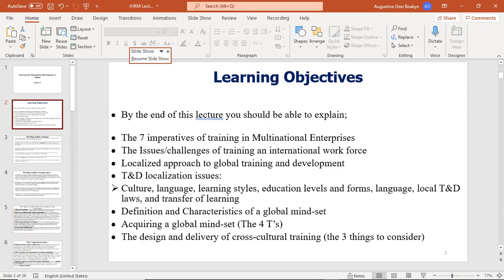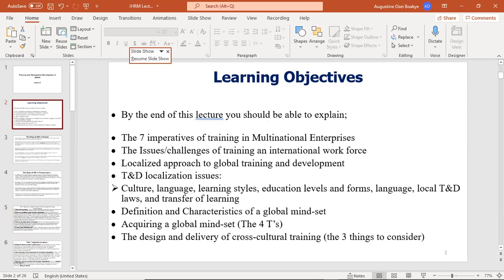By localization here, we are referring to the degree to which the training and development policies and programs available at the headquarters are not dumped on the subsidiary countries or the subsidiary companies of the multinational enterprise. There is the need for them to at least modify it to suit the tastes and preferences of the local constituents. Those are the issues we'll be considering under the localization approach.